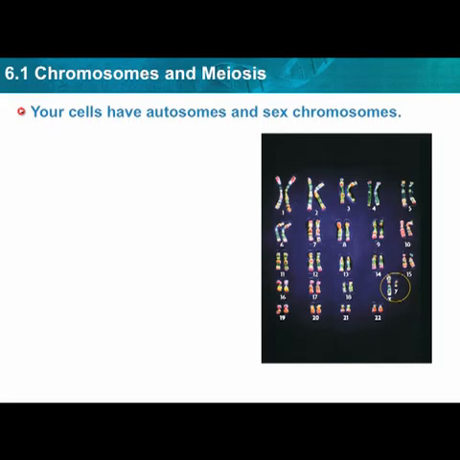Your cells have autosomes and sex chromosomes. The autosomes are the chromosomes that don't contribute to the sex of the offspring. There are 22 autosomes, as you see here in a karyotype of the human, and the one that's circled is the sex chromosome. Because there's a Y there, this would be a male. It has 23 pairs of chromosomes.